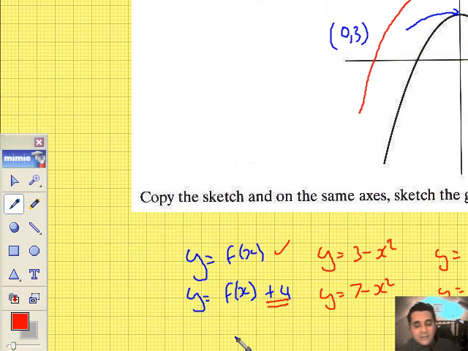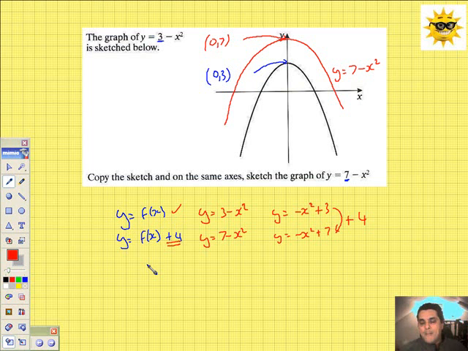And I've done an awful lot just for that one mark. You don't need to say all that. You merely have to copy the sketch, and on the same axes you sketch the graph of 7 minus x squared. In other words, lift it another 4 units to the point (0, 7), and that's the new maximum value. And that's it. We have done it.